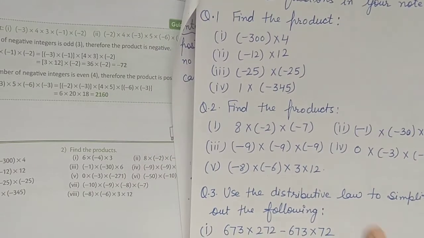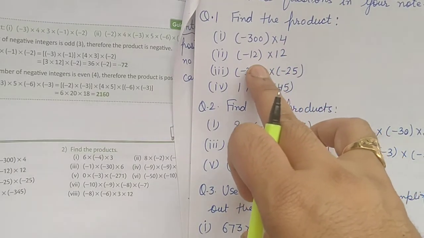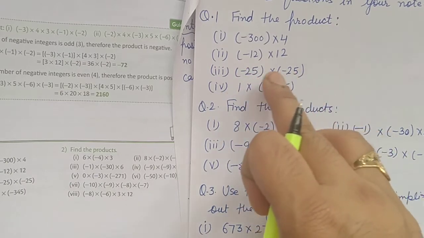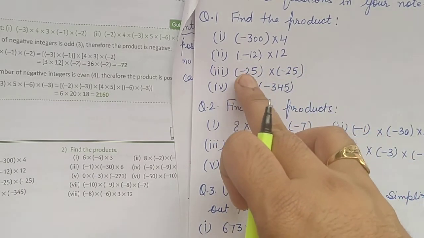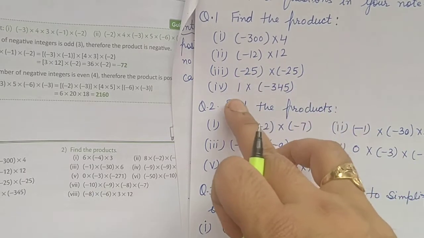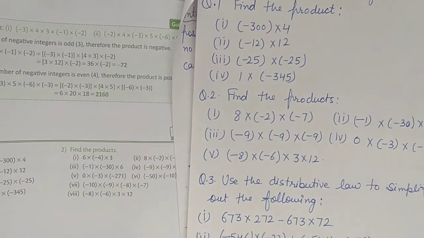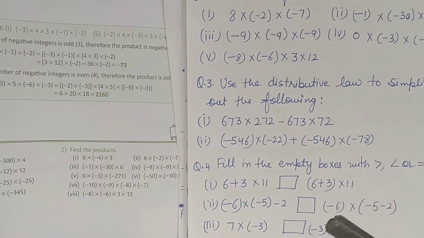First question you can do, its answer will be minus 1200. Second, you will multiply and just put the negative sign. Then the third answer will be positive, minus minus plus. So the fourth answer will be minus 345. I think all these questions you can do by yourself.